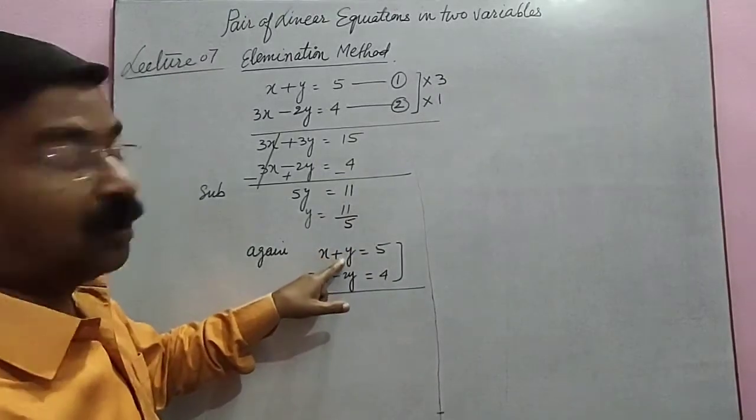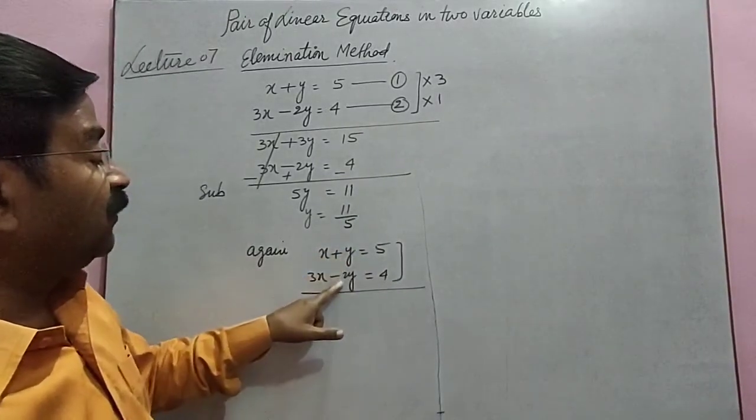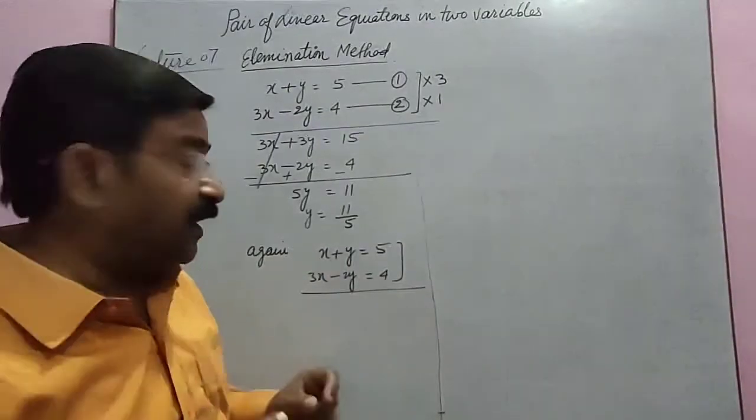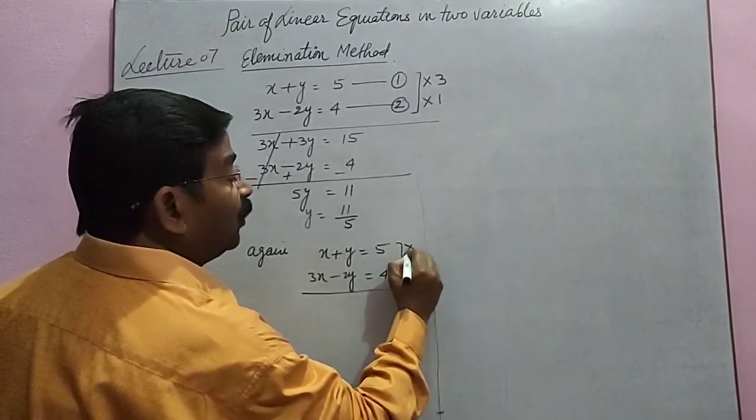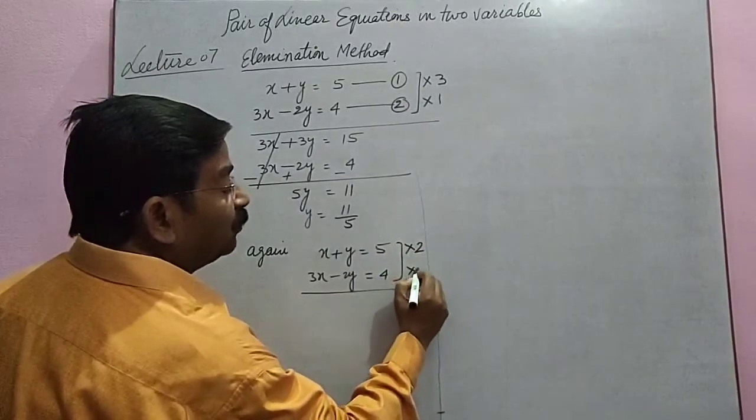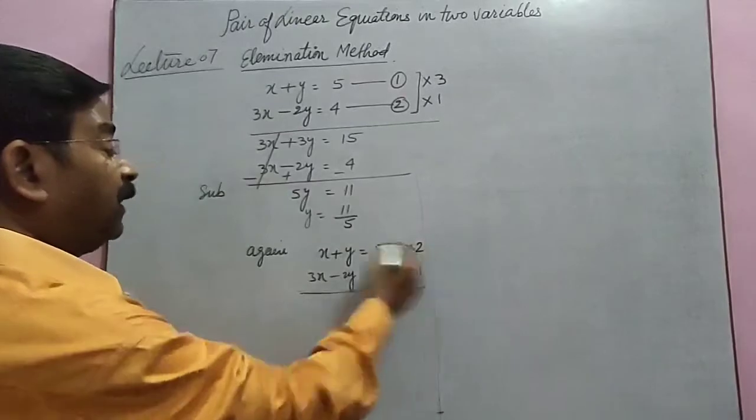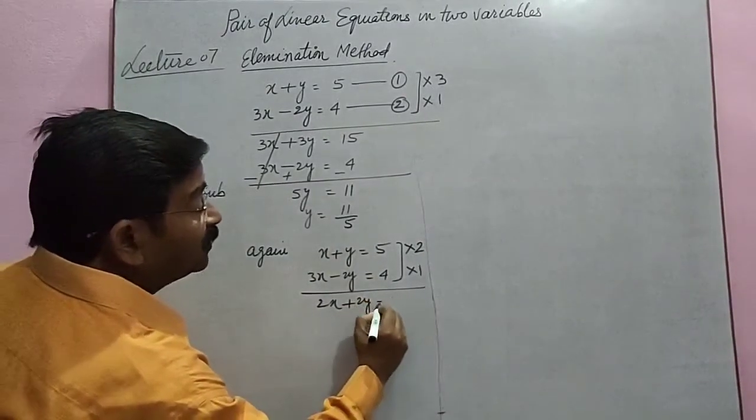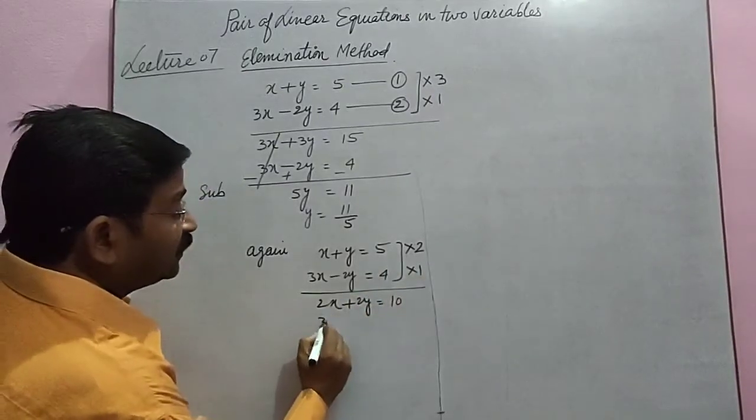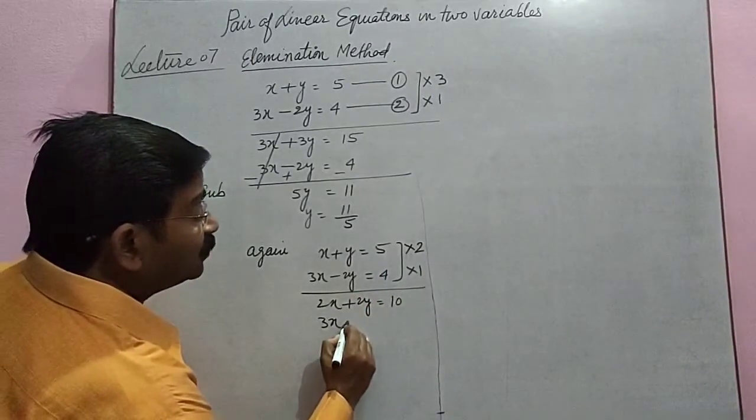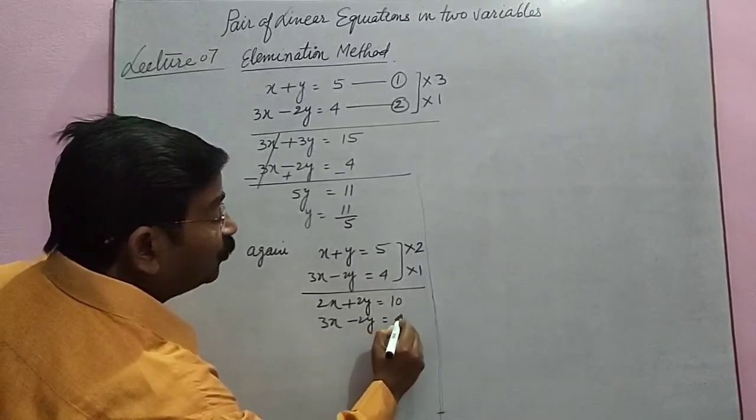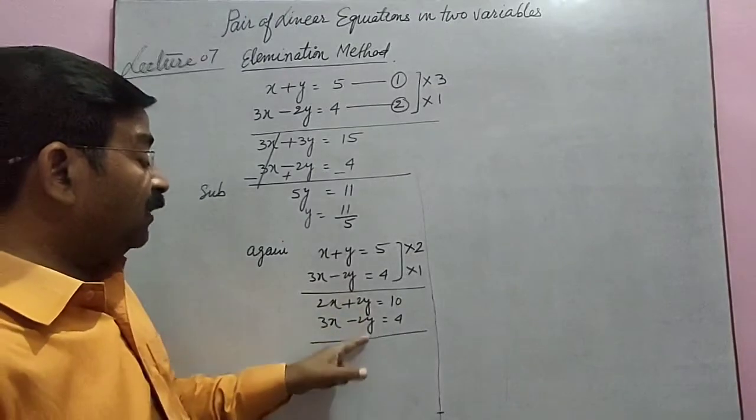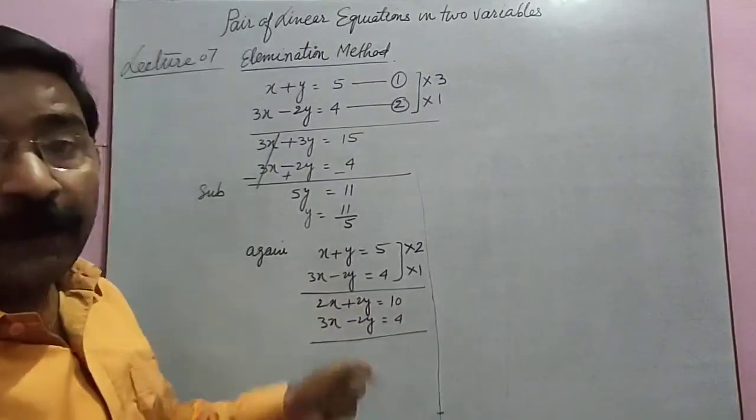Like in equation number 1 we have coefficient 1, in equation number 2 we have coefficient 2. Don't check the sign, only the coefficient. So here in equation number 1 we can multiply by 2, in equation number 2 multiply by 1. This gives 2x plus 2y is equal to 10. Here 3x minus 2y is equal to 4. Now as I told, y have the same coefficients but with opposite sign.